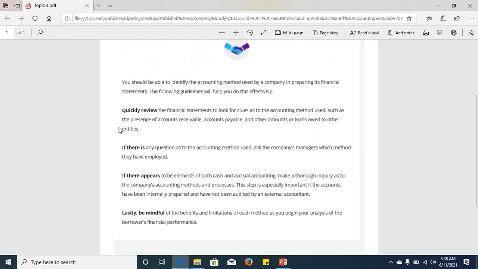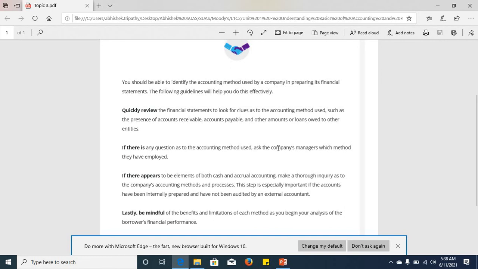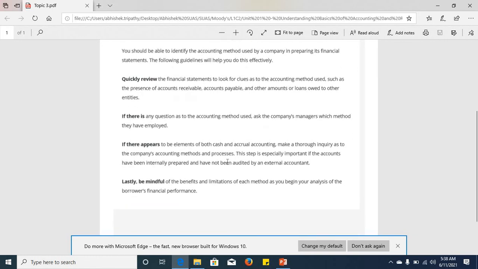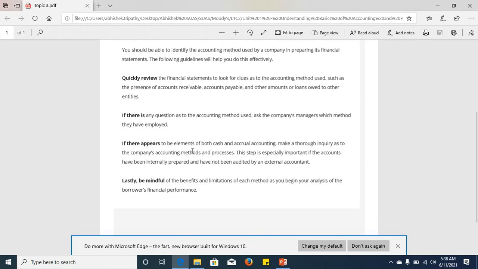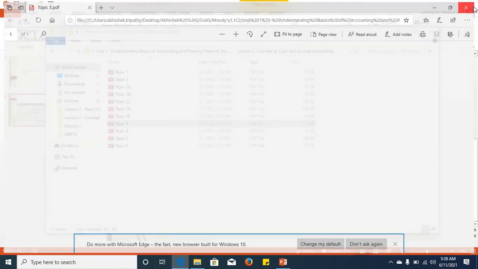Now, you need to quickly review the financial statements. If there is any question as to the accounting method used, ask company managers which method they have employed. If there appears to be an element of both cash and accrual accounting, make a thorough inquiry as to the company's accounting methods and process. This step is especially important if the accounts have been internally prepared and have not been audited by external accountants. Lastly, be mindful of the benefits and limitations of each method as you begin your analysis of the borrower's financial performance. So these are the things which you have to do as a credit manager.